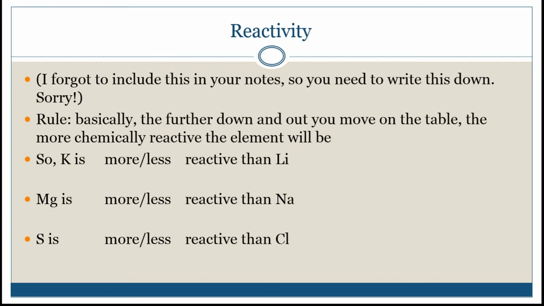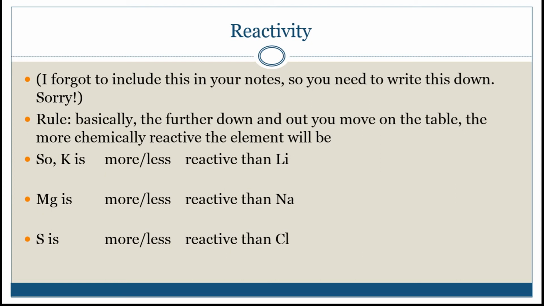The rule is, the further down and out you move on the periodic table, the more chemically reactive the element will be. Write that down, and then we're going to answer these questions here. Write down this line here, and then we'll do these questions together. The further down and out you move, the more chemically reactive the element will be.